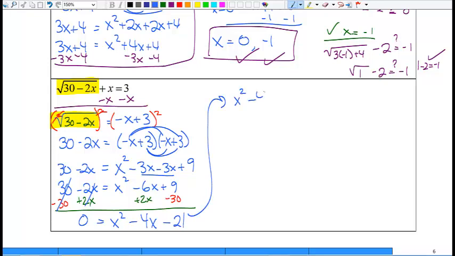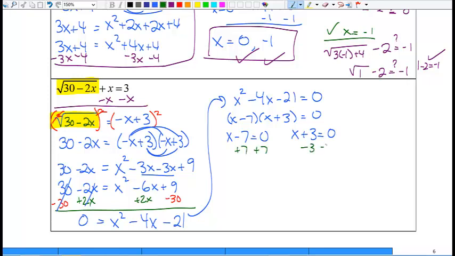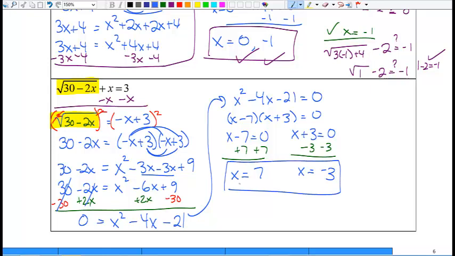And if it makes you feel better, it doesn't really matter, but if some people like the 0 on the right hand side, you can move it. Two numbers that multiply to negative 21 and add to negative 4 are going to be 7 and 3, with a minus on the 7, a positive on the 3. Then I'm going to solve each of those linear factors, set them equal to 0, and I'm getting x is equal to 7 and x is equal to negative 3.